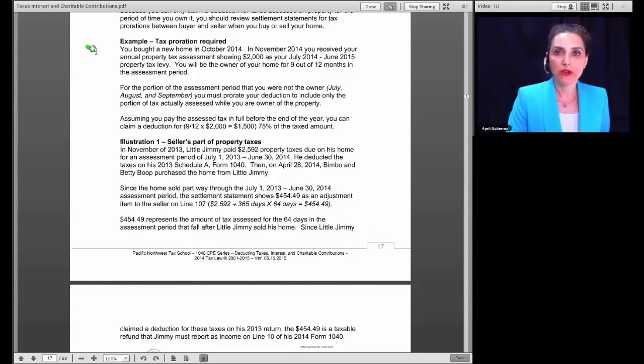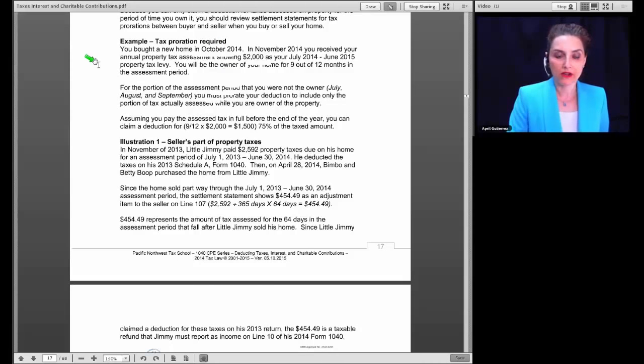You bought a new home in October of 2014, and then in November of 2014 you receive your annual property tax assessment showing $2,000 as your July 2014 through June 2015 property tax levy. You will be the owner of your home for 9 out of the 12 months in this assessment period. So you purchased the home in October of 14, but the tax statement you've received includes 3 months for before you owned that home.